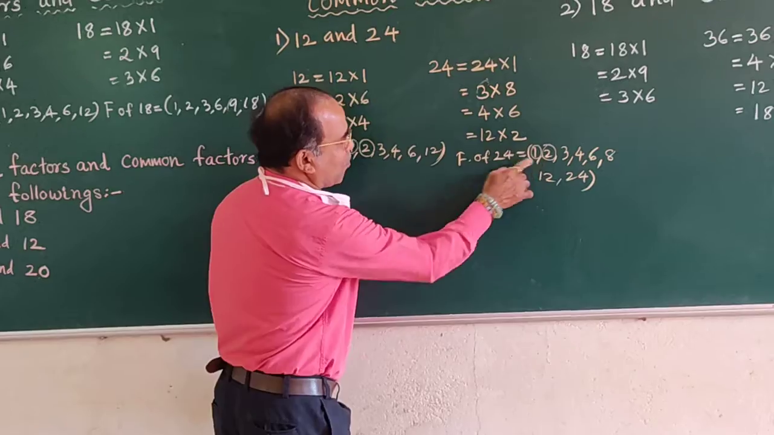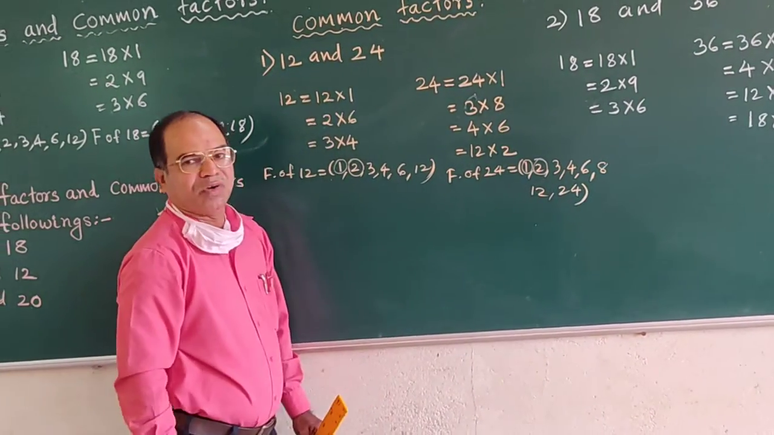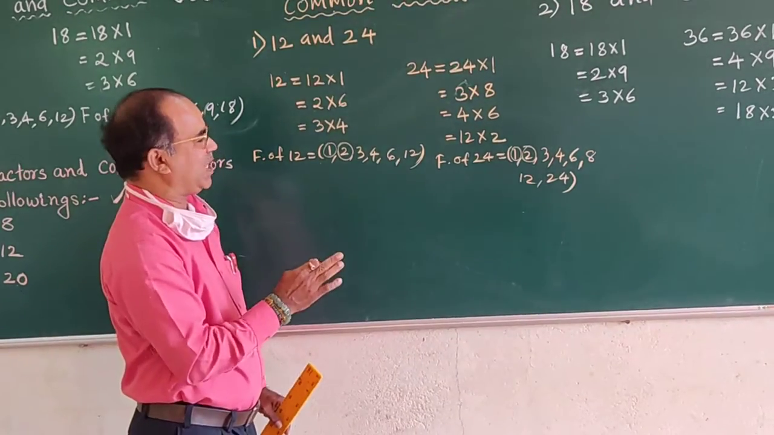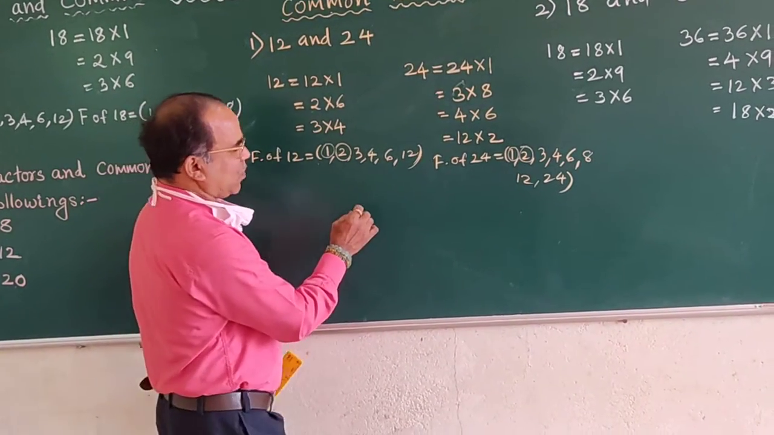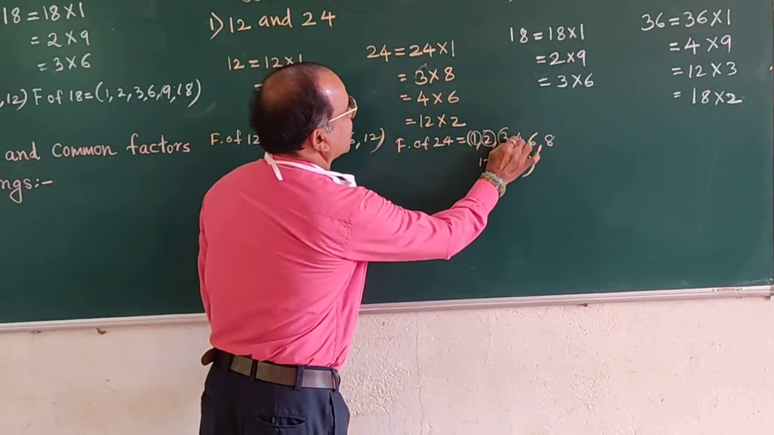So it is in both. 2 is a factor of 12 and 2 is also a factor of 24. So 2 is a common factor of 12 and 24. Then what is the next? You get the 3, here also you get the 3.